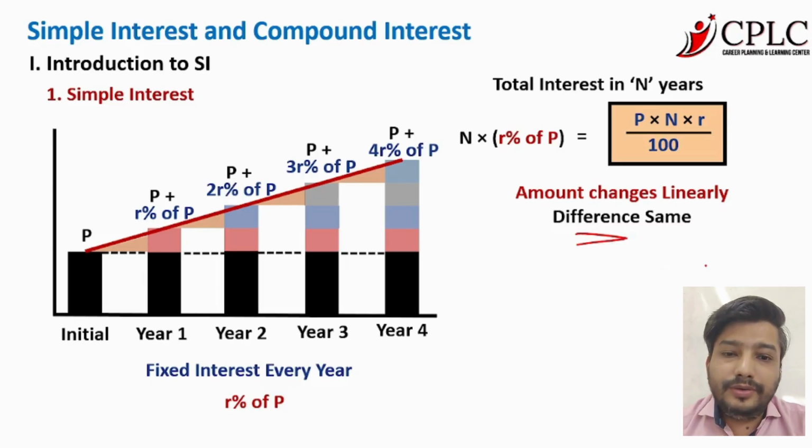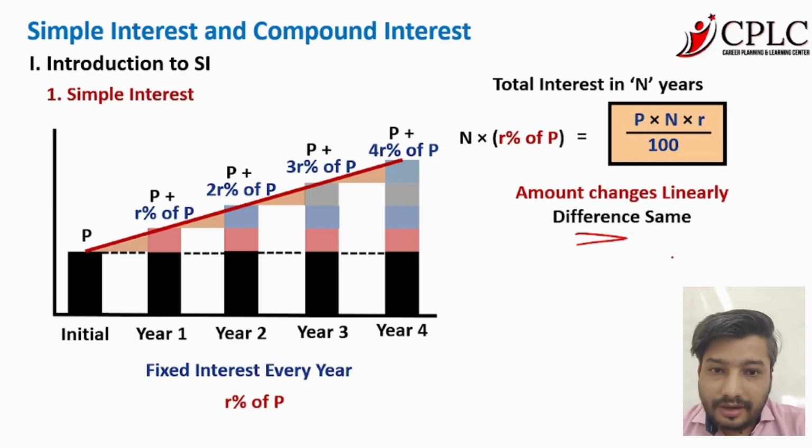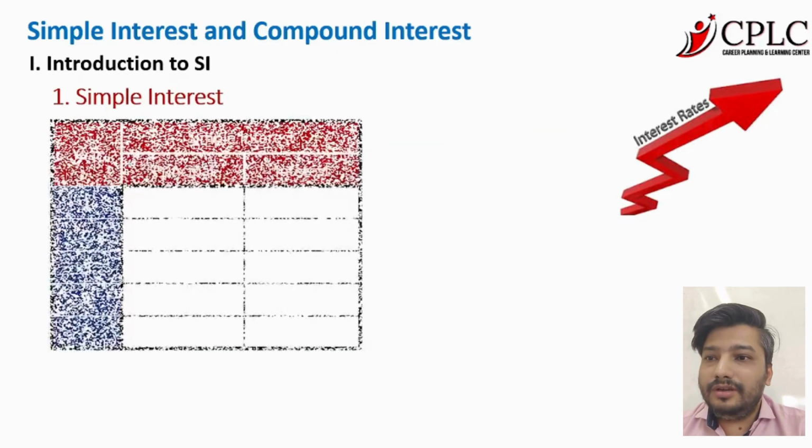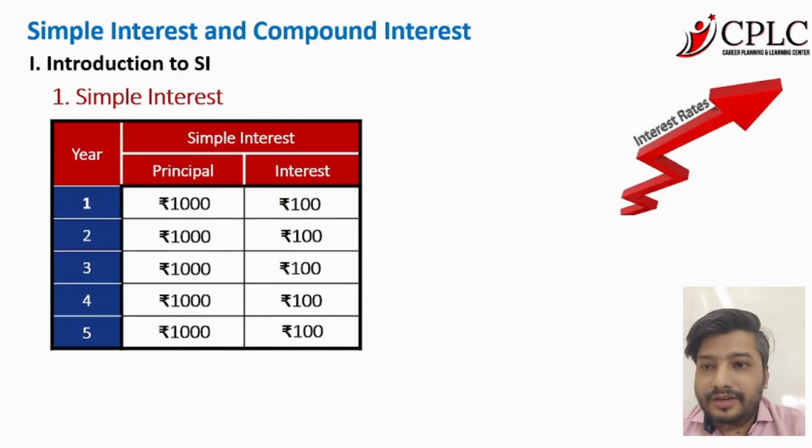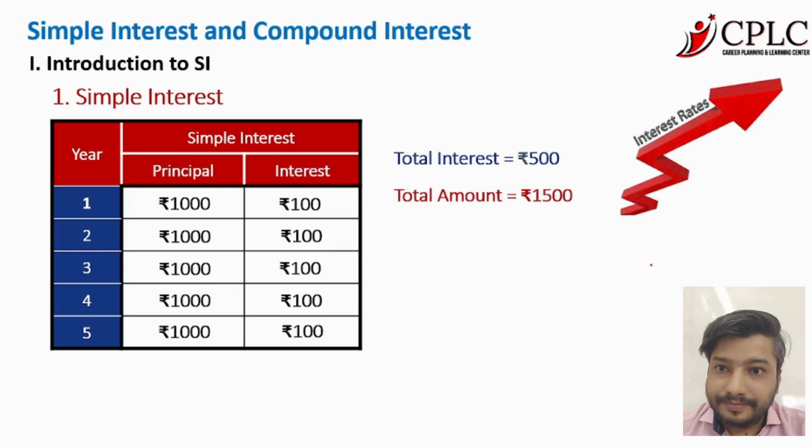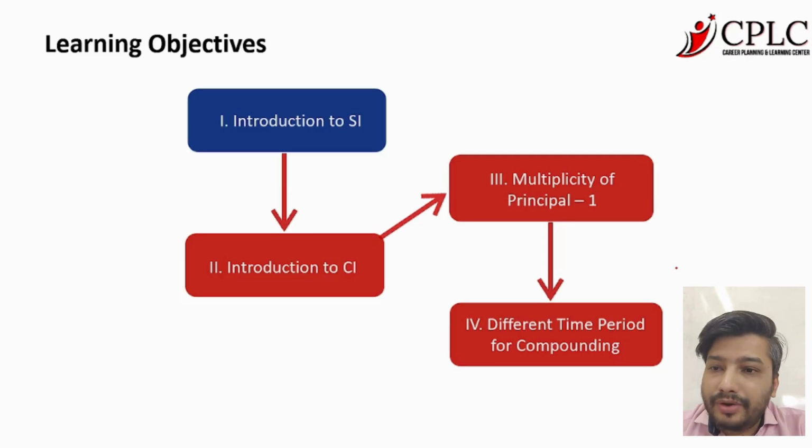Always remember, it is going to be the consecutive amount ka difference. So these are the things that we need to remember or understand when it comes to simple interest. Moving forward, let's talk about compound interest now.